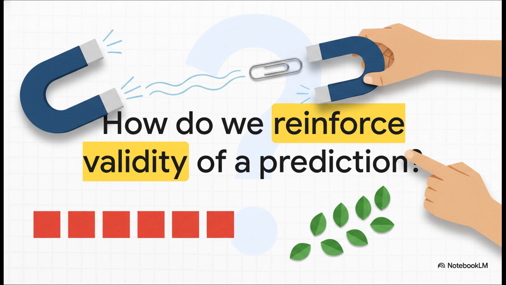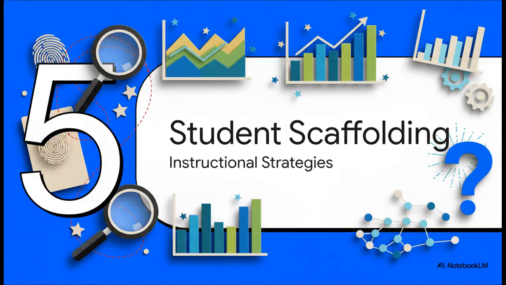If a kid predicts a magnet will attract a certain metal based on a pattern they noticed, don't just say, good job. Hand them the magnet. Let them test it. When their prediction turns out to be correct, it so powerfully reinforces the validity of the underlying scientific idea. Let's bring it all together in Section 5, Scaffolding Student Success, Instructional Strategies.